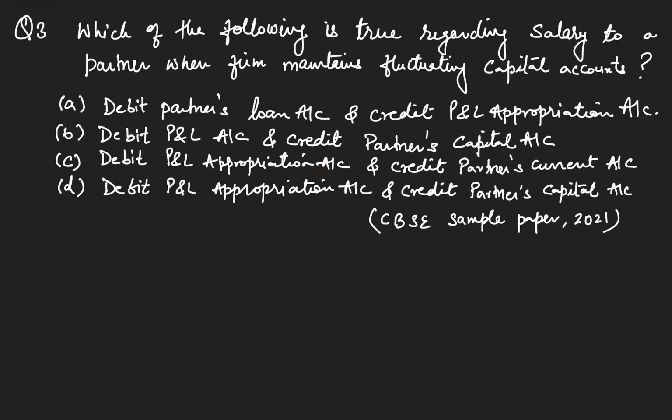Then comes option C: debit profit and loss appropriation account and credit partners current capital. See, these two options are almost the same. The difference is only the partners current capital or partners capital account. So when we maintain the fluctuating capital account, we maintain only one account, that is the partners capital account. So here the profit and loss appropriation and partners capital account is involved.